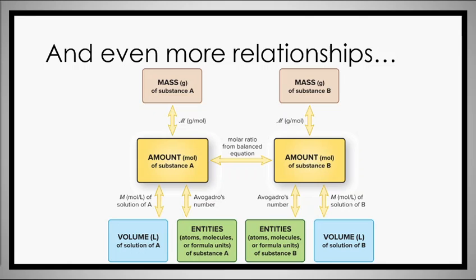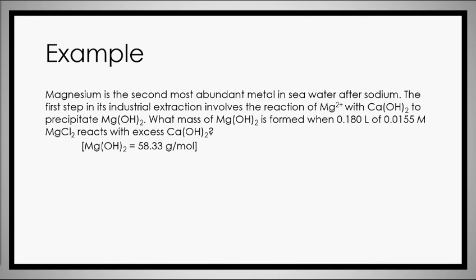So, example. Magnesium is the second most abundant metal in seawater after sodium. The first step in its industrial extraction involves reaction of magnesium 2+ with calcium hydroxide to produce magnesium hydroxide. What mass of magnesium hydroxide is formed when 0.180 liters of 0.0155 molar magnesium chloride reacts with excess calcium hydroxide? I'll also give you the molar mass of the magnesium hydroxide.